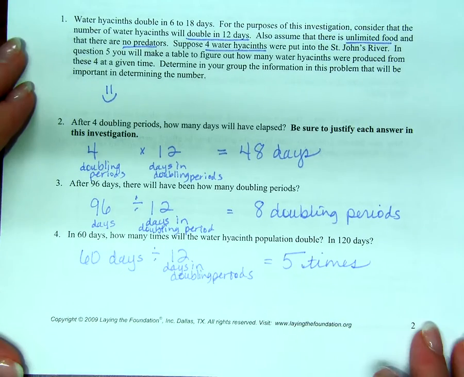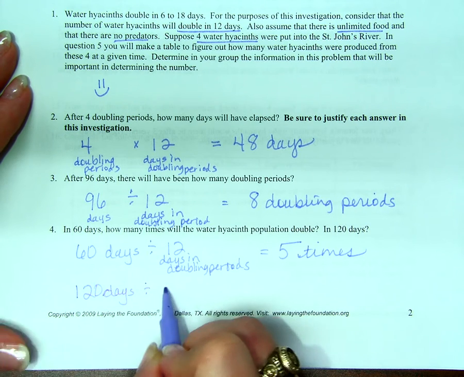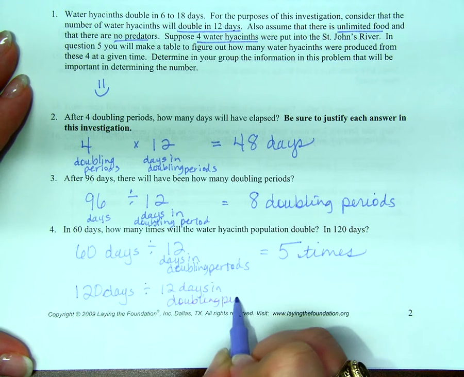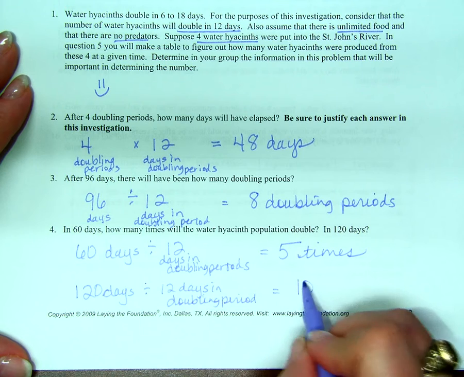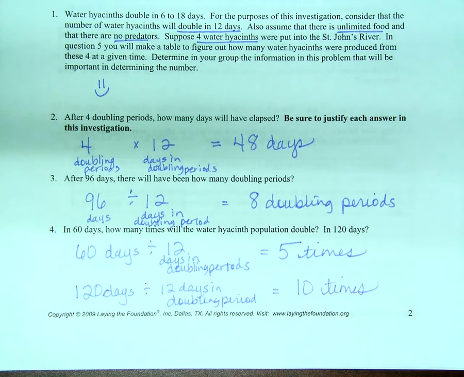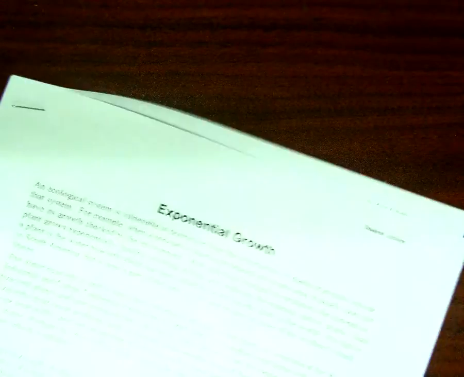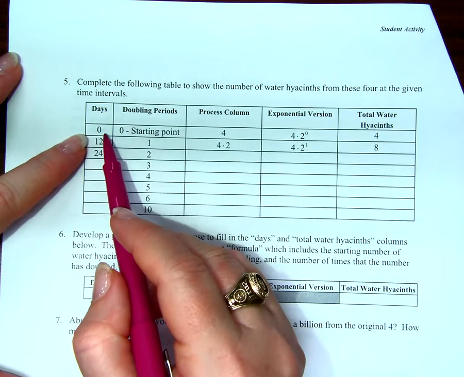Okay, what about 120 days? So same kind of thing. So 120 days divided by 12 days in the doubling period, which is 10. 10 times? Any questions so far? Okay. So let's complete the table. Let's make sure this makes sense.